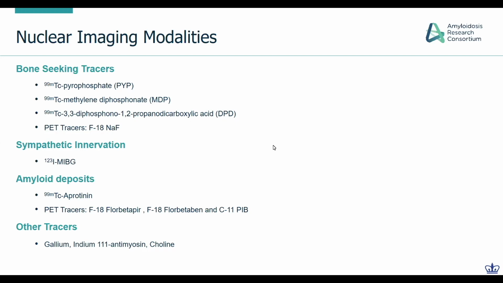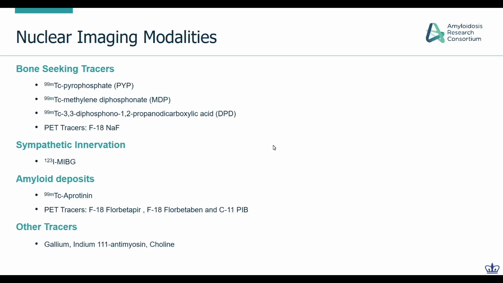Then the other one is amyloid deposits, and amyloid deposits are seen with PET tracers with florbetapir and florbetaben, and they are used to detect beta amyloid plaques in the brain for Alzheimer's patients. They also can diagnose amyloidosis, but you won't be able to differentiate between AL and TTR with that. It just looks at amyloid deposits.